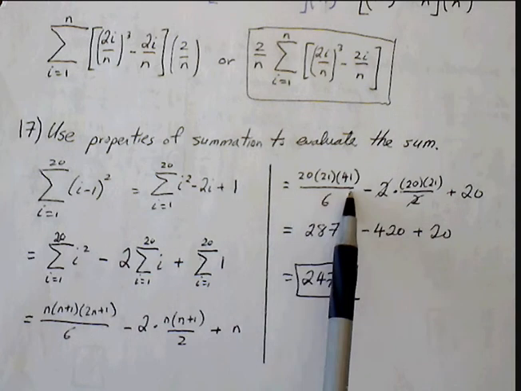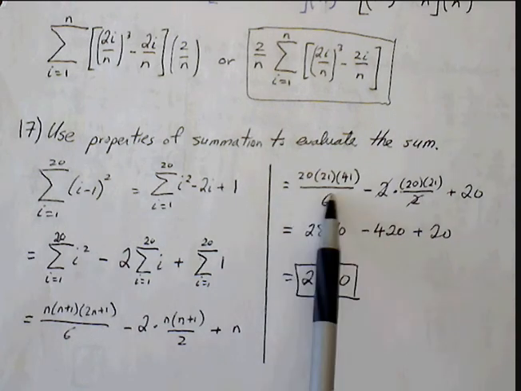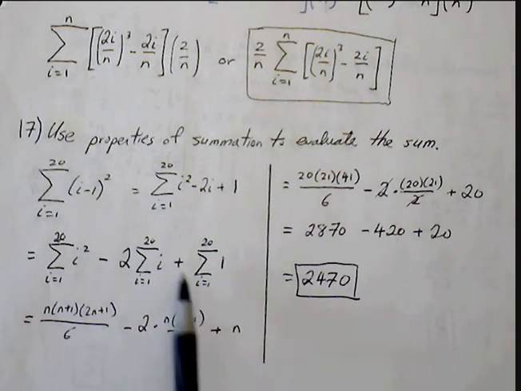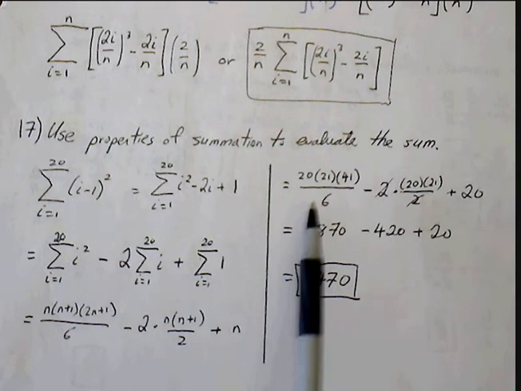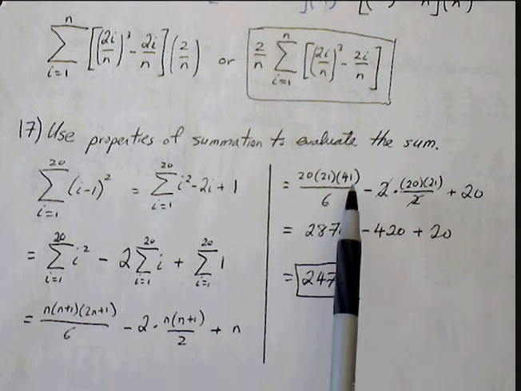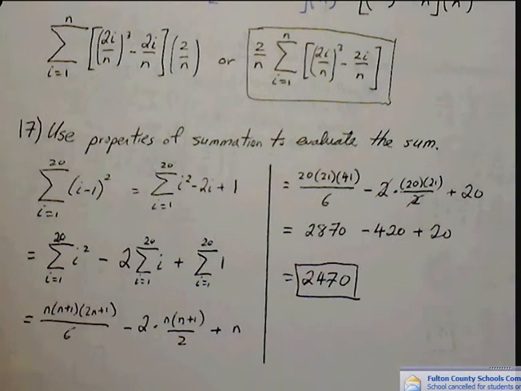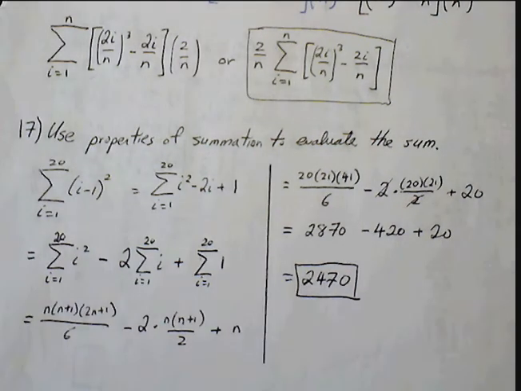Plug in 20 for n. Okay. Plug in 20 for n here, and then plug in 20 for n here, and use your calculators. Simplify, and that's going to give us 2870 minus 420 plus 20, which gives us 2470.